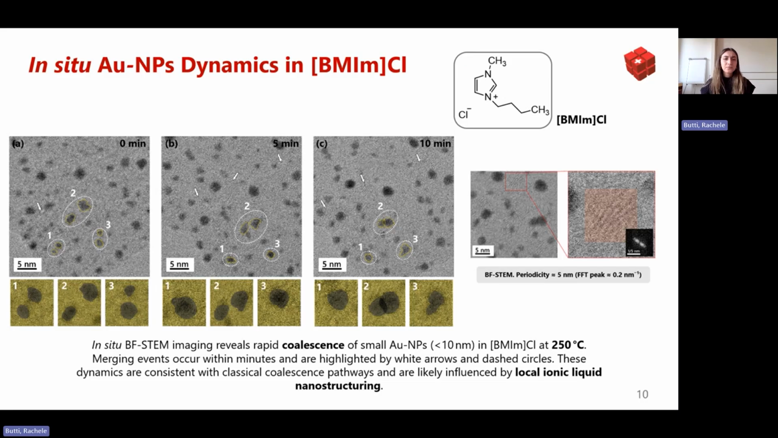This is BMI chloride. And we see that this STEM time series from 0 to 10 minutes reveals a rapid coalescence of very small nanoparticles, smaller than 10 nanometers, at 250 degrees. And we see that this is a classical coalescence phenomenon. But we also see on the right side of the slide that there is a local ionic liquid nanostructuring, and this is confirmed by the FFT measurement with a periodicity of approximately 5 nanometers.